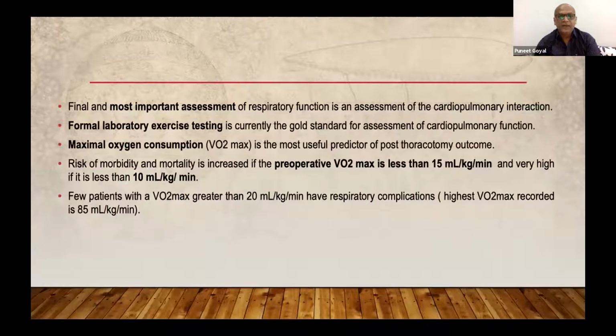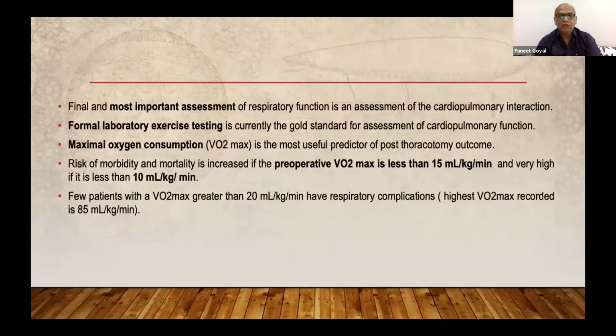Then the final and third important group of respiratory function is the assessment of cardiopulmonary interaction. This can be done in the form of formal laboratory exercise testing, or as I said, with the clinical parameters. So maximal oxygen consumption, or VO2 max, is derived by this laboratory testing, and it is the most useful predictor. The risk of morbidity and mortality is high if the preoperative VO2 max is less than 15, and it is considered a contraindication to pneumonectomy if it is less than 10 ml per kg per minute.